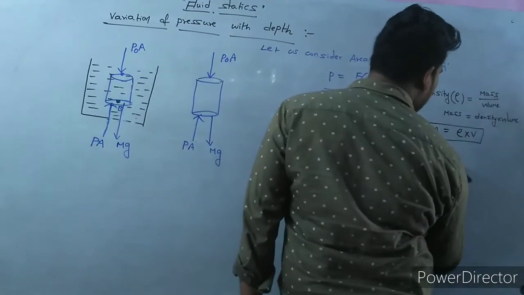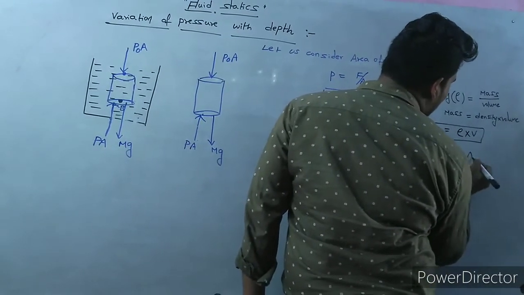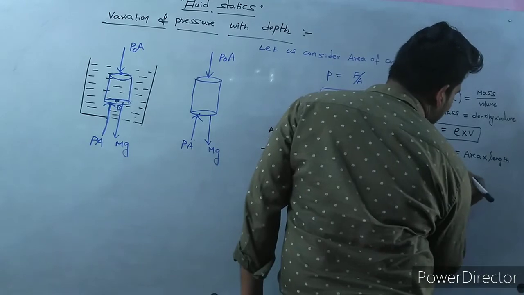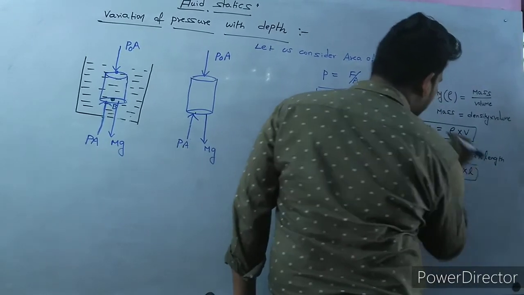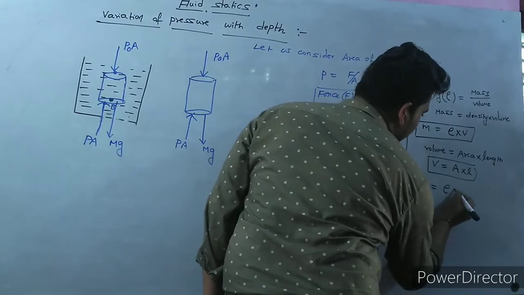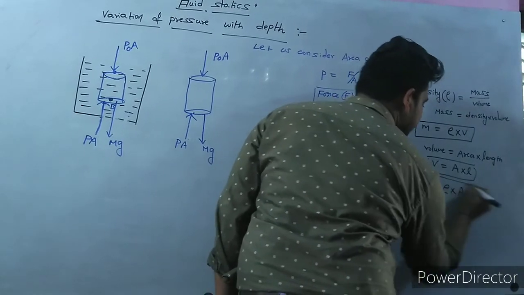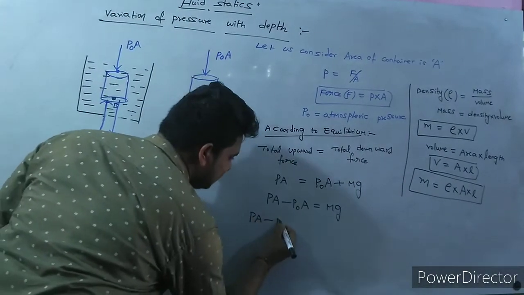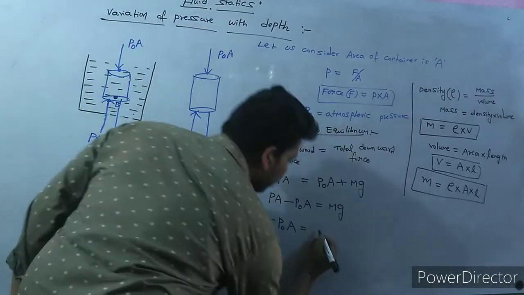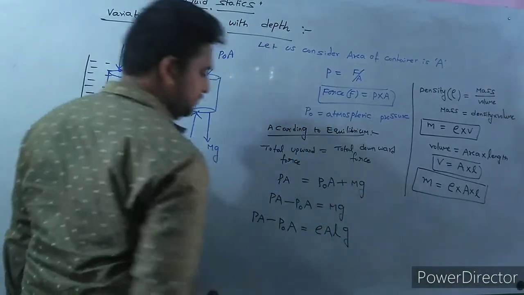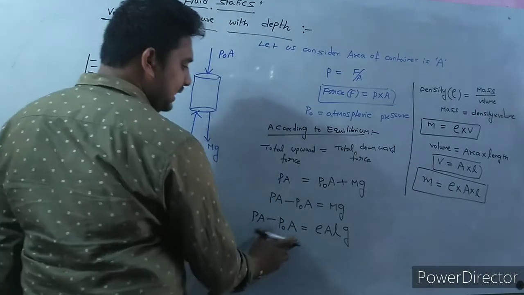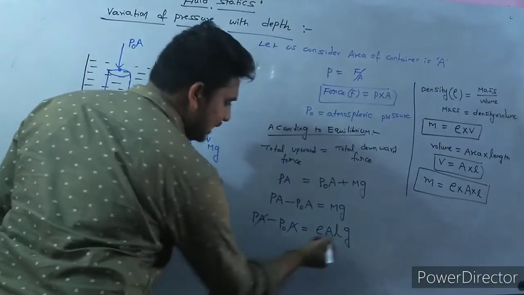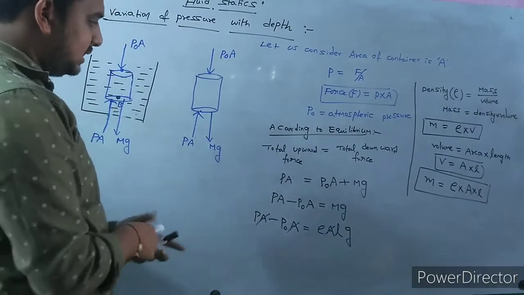And again, volume is equal to area into length. That means V is equal to area into length. So finally, mass is equal to rho into area into length. Substitute here: PA minus P naught A is equal to rho into A into L into g. Here A is there, here A is there, here A is there, so these three A's are going to be cancelled.